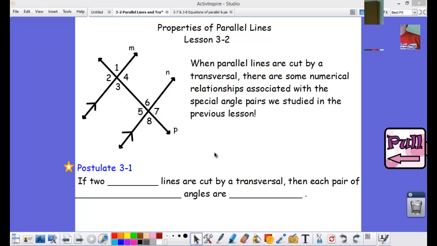Hi there. In the previous lesson we talked about angles that are formed when two lines are cut by a transversal. Today we want to narrow our focus a little bit to see what happens, and there are some real numerical relationships that happen when the two lines that you're cutting by the transversal happen to be parallel. So I want to just remind you that we are showing lines M and N parallel in this diagram by these arrowheads. That's the symbol for, yes, we run in the same direction.